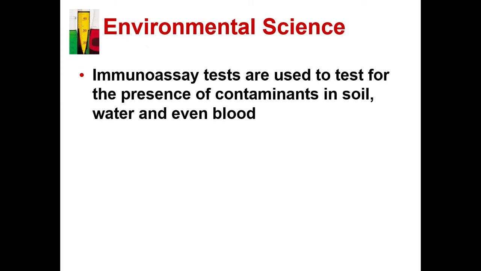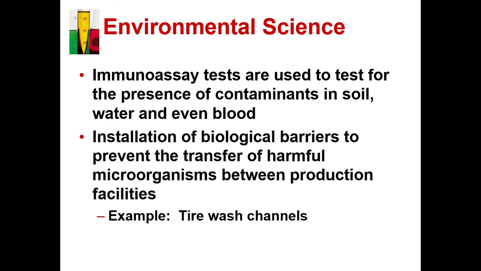Immunoassay tests are used to test for the presence of contaminants in soil, water, and even blood. Those who are in the field of biosciences all know about the immunoassay test. ELISA is a very famous immunoassay test. We use ELISA for humans or animals, like a blood test, but in soil and water we also do immunoassay tests to check if there is any abnormality or presence of contaminants. There is also the installation of biological barriers to prevent the transfer of harmful microorganisms between production facilities, like tire wash channels.